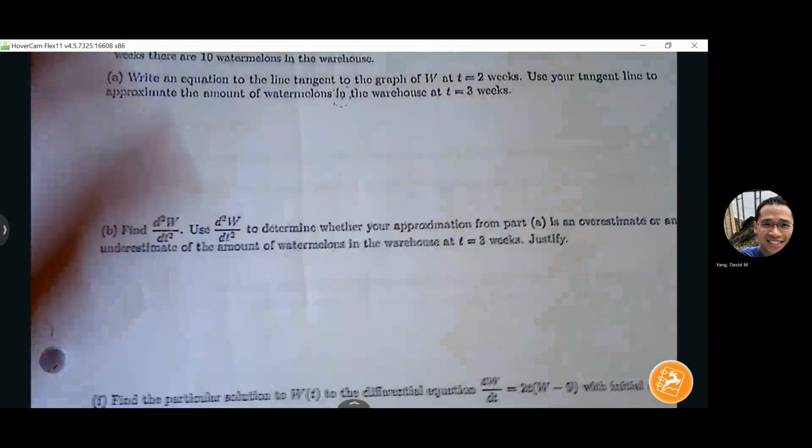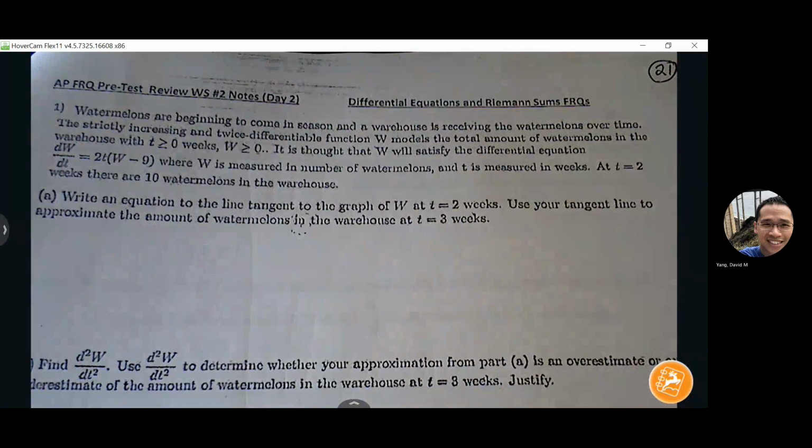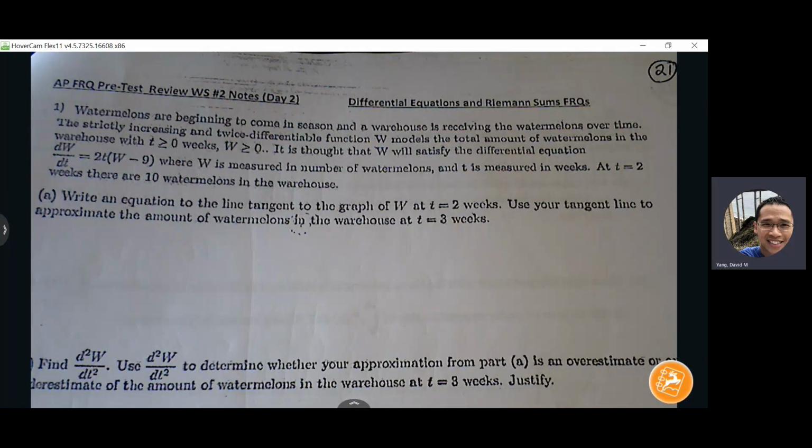Page 21. Okay, watermelons are beginning to come into season, and the warehouse is receiving the watermelon over time. It's a strictly increasing and twice differentiable function, so this W of t is always rising, and there's a smooth curve, no sharp turns, no folds.